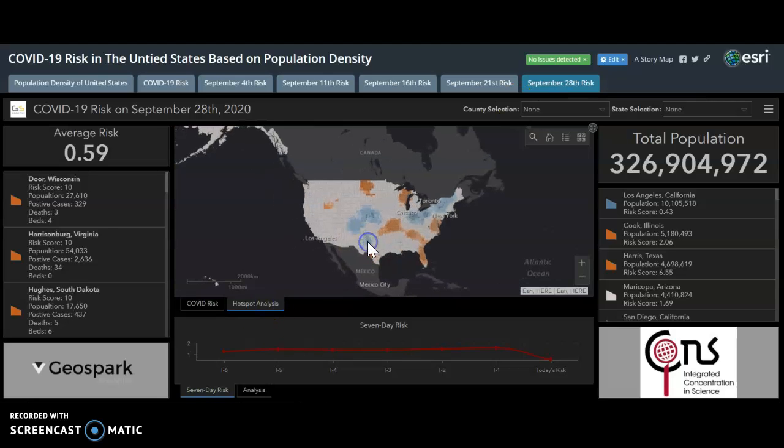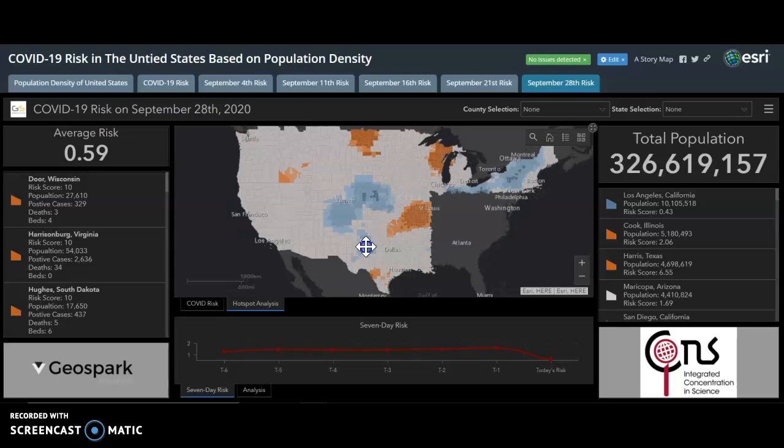And lastly, we have the week of September 28th. The week of September 28th was a little bit weird. We had hotspots scattered across the United States. Even though they were smaller, they were in areas that they had mostly never been before.